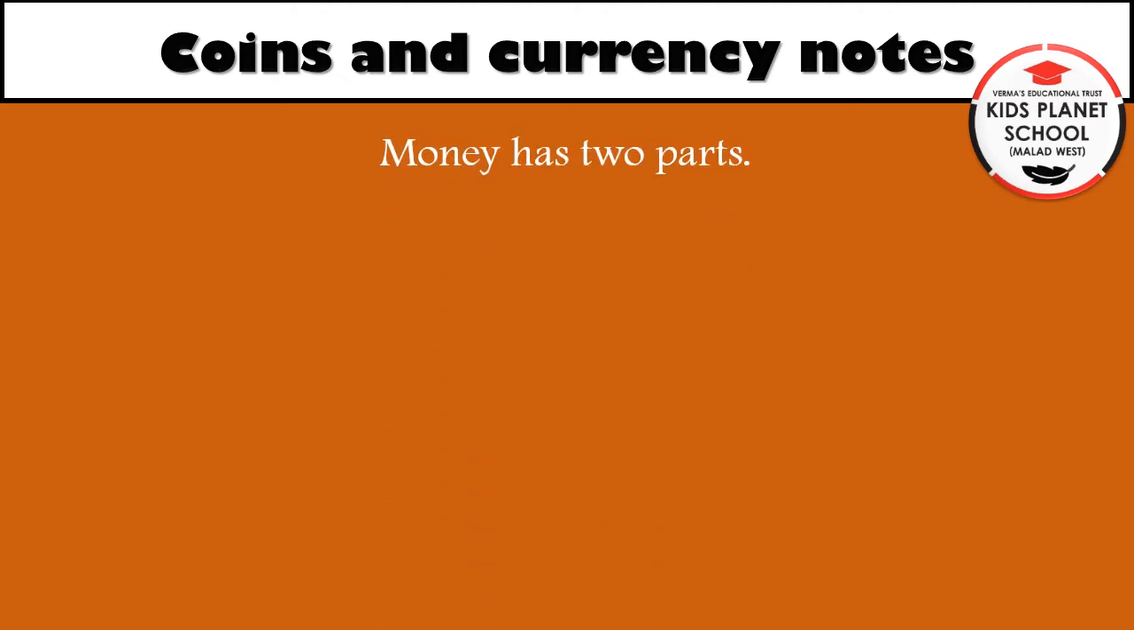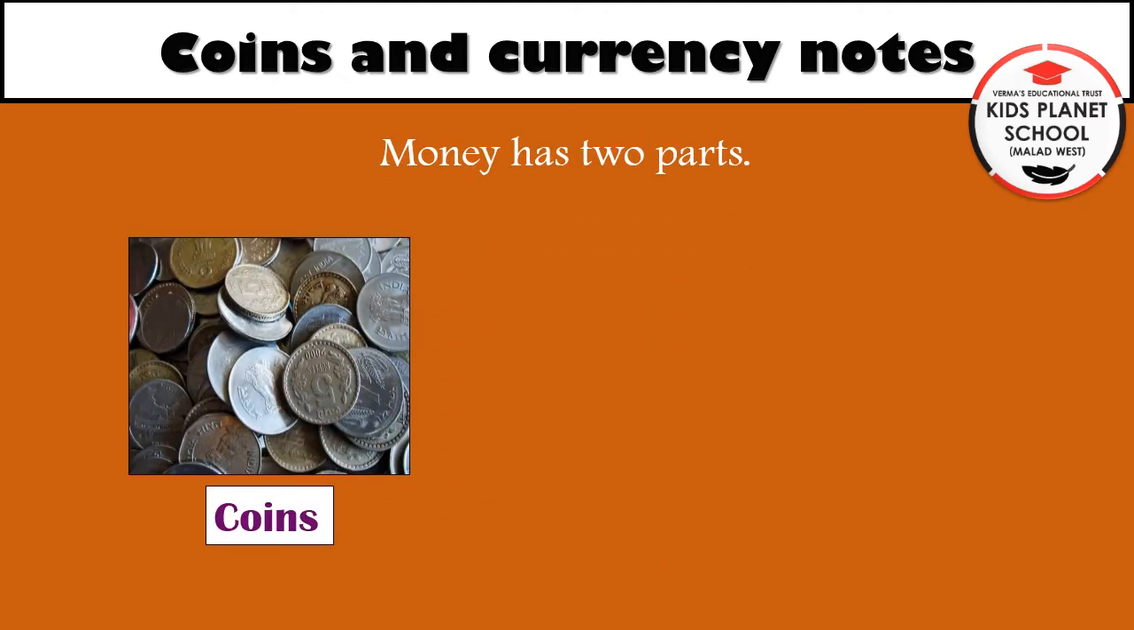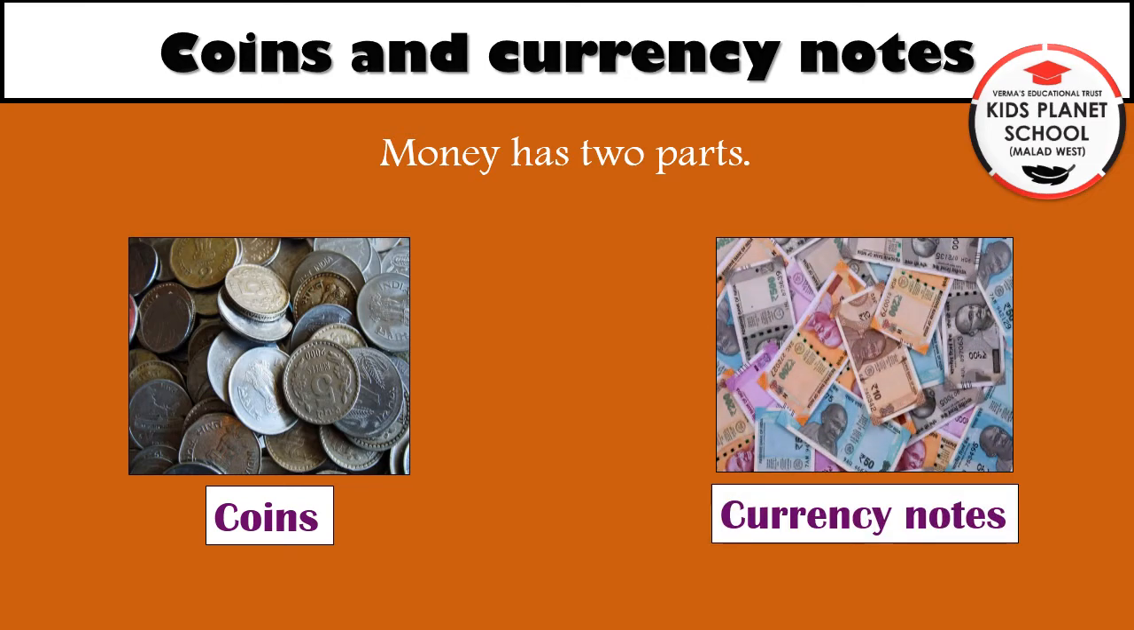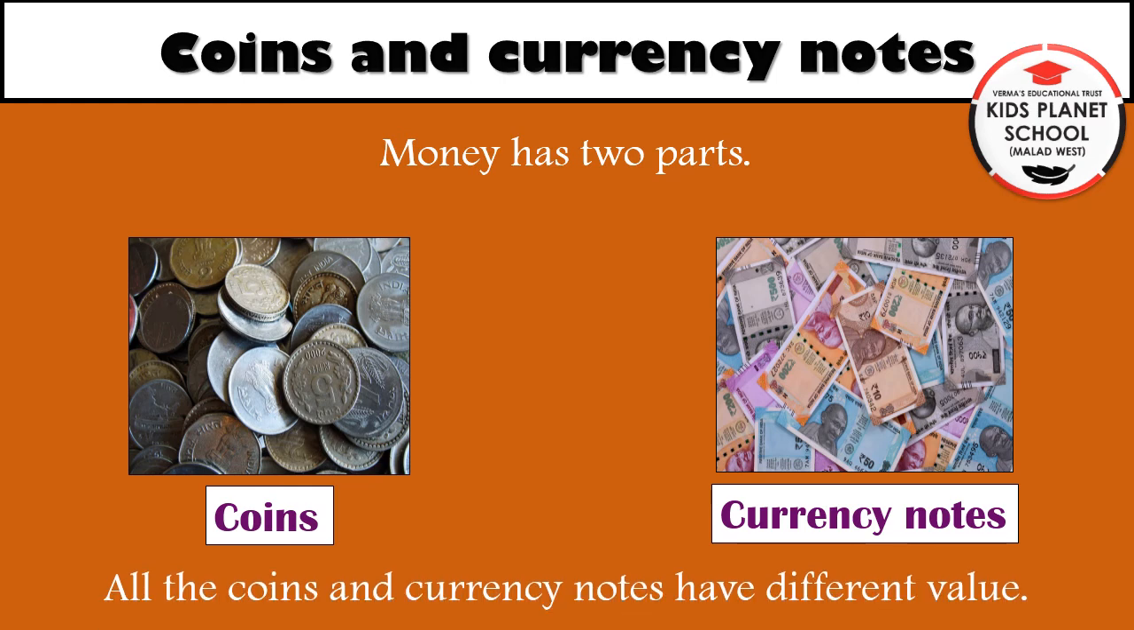Money has two parts, coins and currency notes. Children, we can see in the pictures the coins and the currency notes both are called as money. All the coins and currency notes have different value. Children, all the coins and notes have different value, meaning they are of different amount.